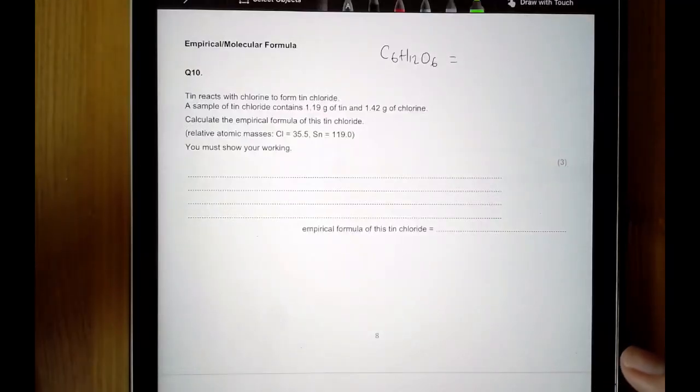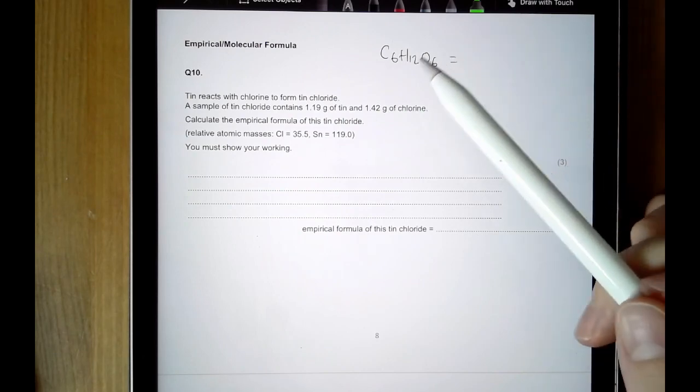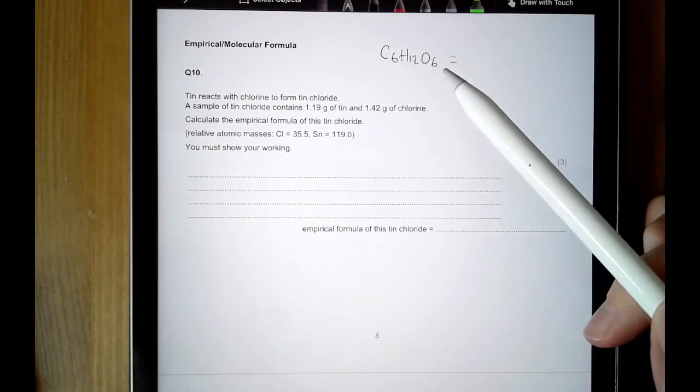So the next video is empirical and molecular formula. Empirical formula in particular comes up all the time and is an absolute gift because it's very straightforward, so make sure you're comfortable with it. I've given you a formula here at the top. It's the formula for glucose, C6H12O6.